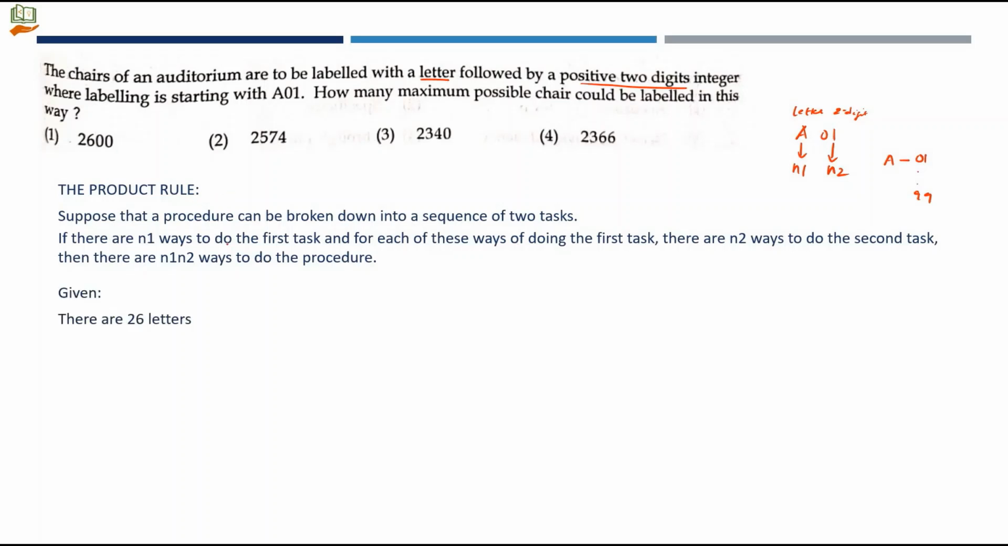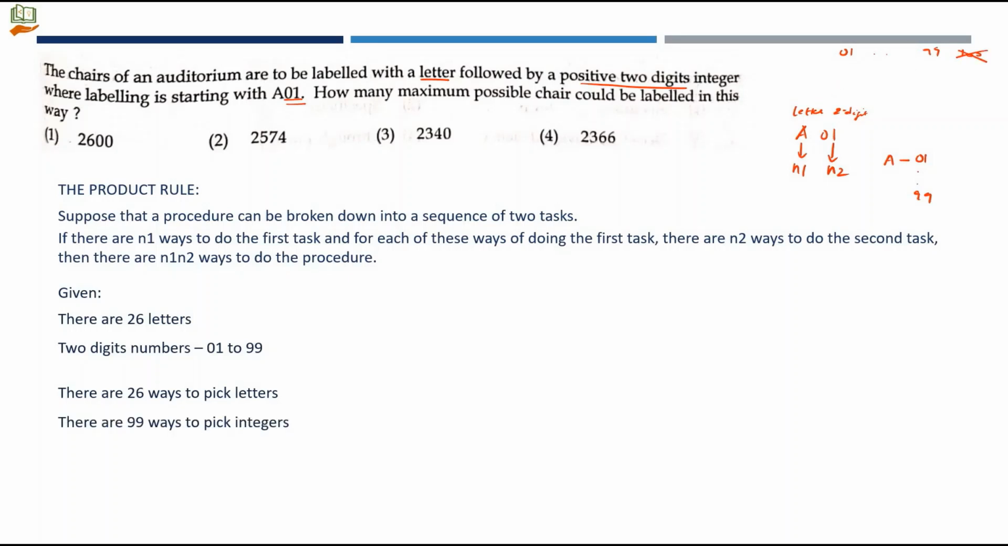There are actually 26 letters given. So there are 26 ways to pick letters. Similarly, they say positive 2 digit number. And they have given the label is starting with 01. So what are the 2 digit numbers? You can take 01, 02, 03 till 99, you will have 2 digit numbers. You cannot take 100 because it is a 3 digit number. So you have to count only till 99. In this way we can say there are 99 ways to pick integers because the count is starting from 1.